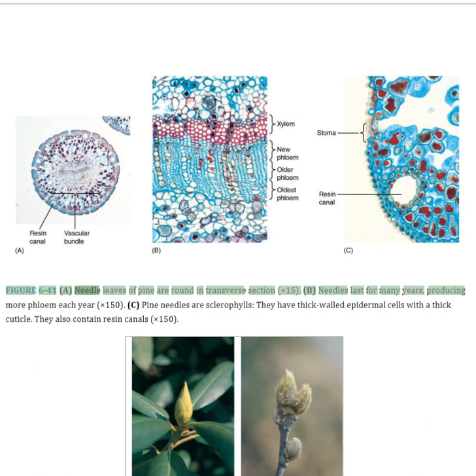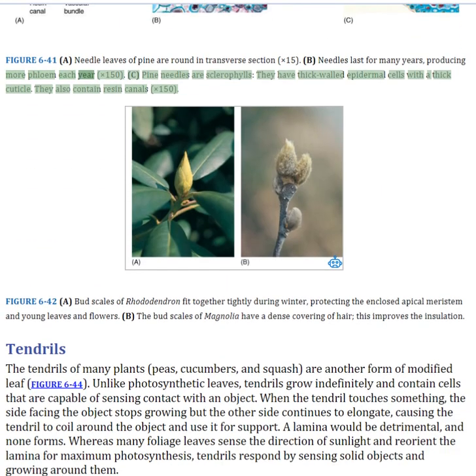Figure 641: Needle leaves of pine are round in transverse section. Needles last for many years, producing more phloem each year. Pine needles are sclerophylls. They have thick-walled epidermal cells with a thick cuticle. They also contain resin canals.